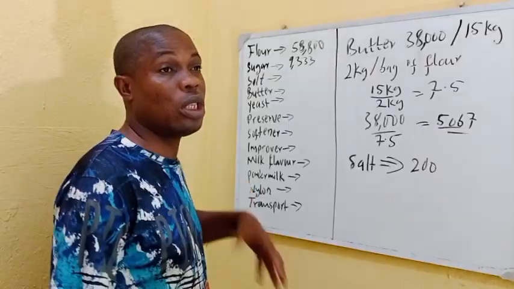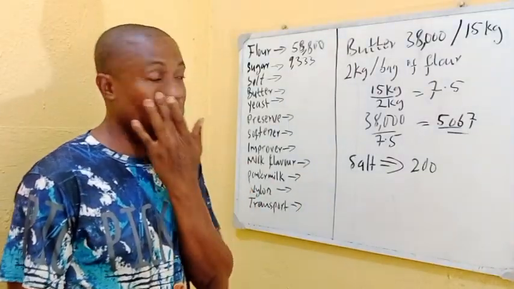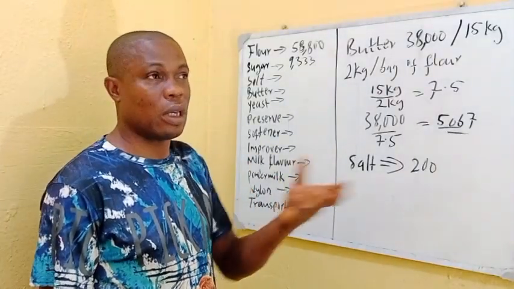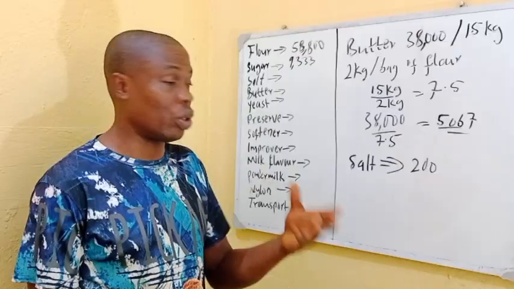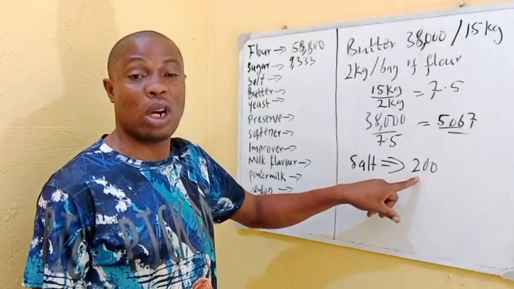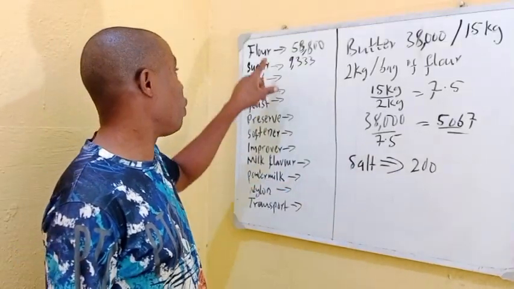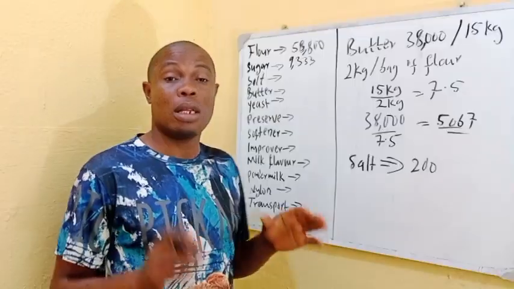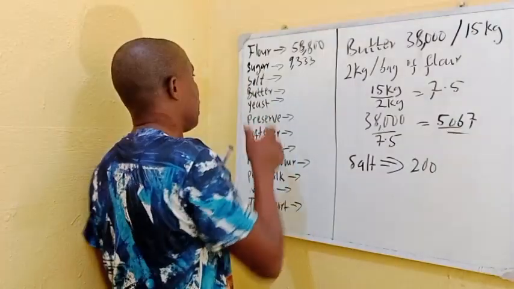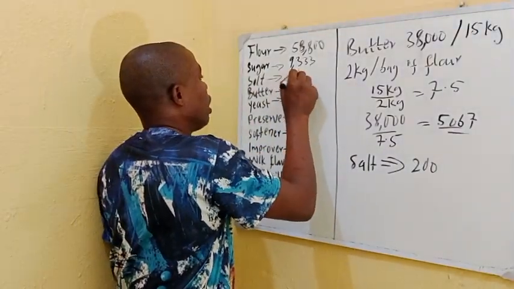For salt, we don't need to calculate because we know that it's just 500 naira salt. We may use it twice or 3 times. So I will use 200 naira salt for the 1 bag of flour that we are calculating for. So salt here will be 200 naira.